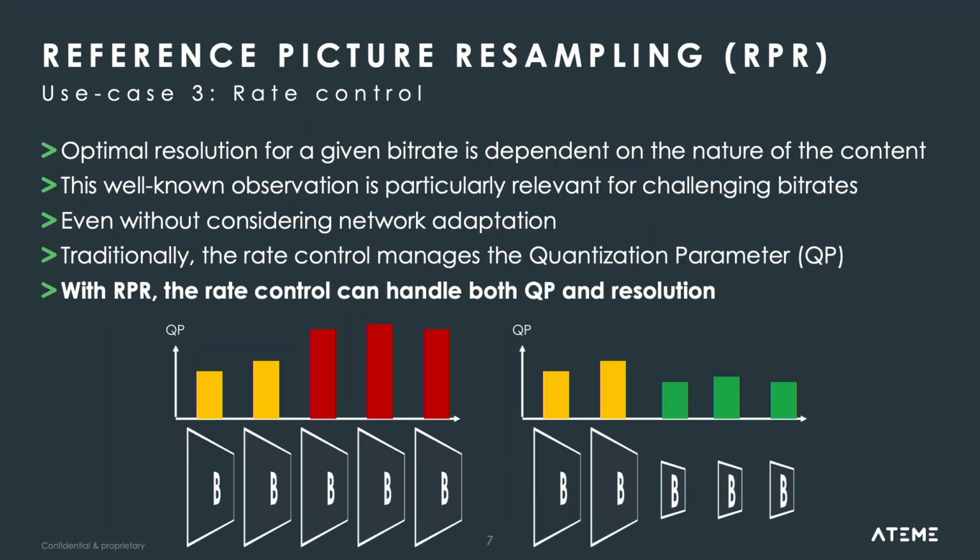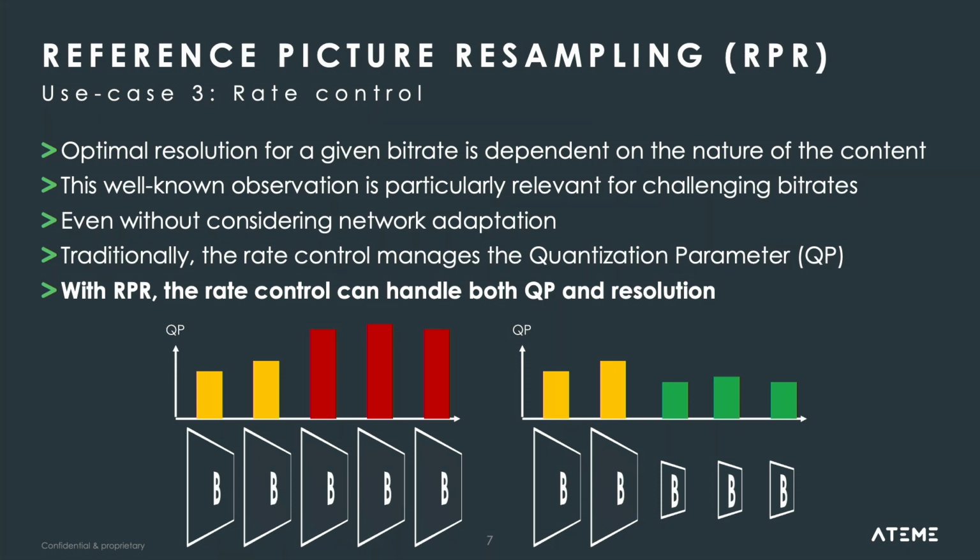Moving on to a third use case of RPR, it can be used for rate control. We've seen this week again that content nature is really important in encoding. You want to be content aware. So for a given bitrate, you want to select the picture size based on the content. It's well known, and it was very much discussed over the last few years in the context of adaptive bitrate deliveries. But that's nothing new. The same principle applies even if you do a single stream delivery. And with RPR, you can leverage that idea.